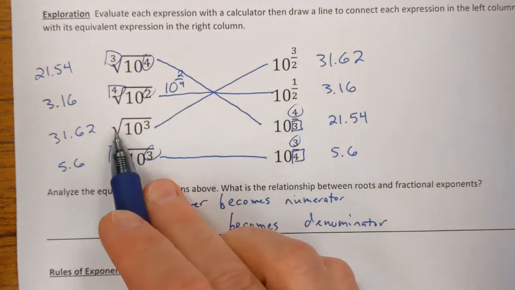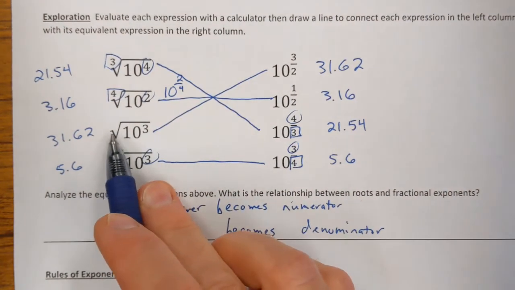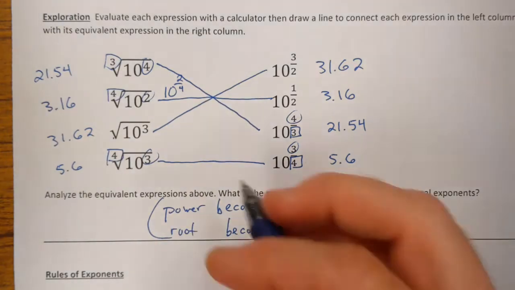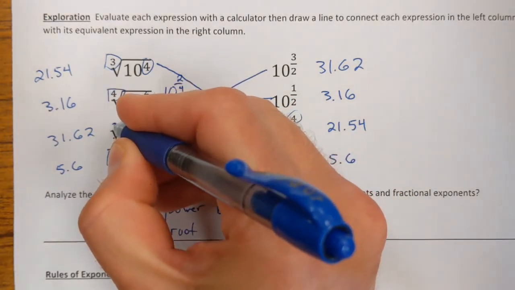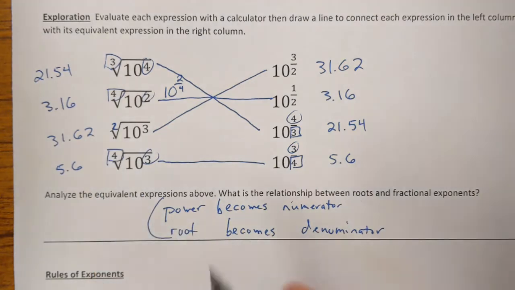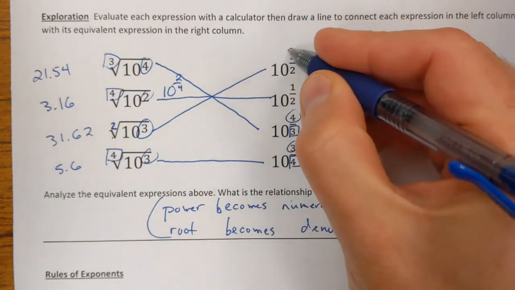And then lastly, we can look at a square root. I'm not sure if you're aware of this, but a square root actually does have an invisible number right here. With any square root, there should actually always be an invisible 2 in this location. So here we have a power of 3.